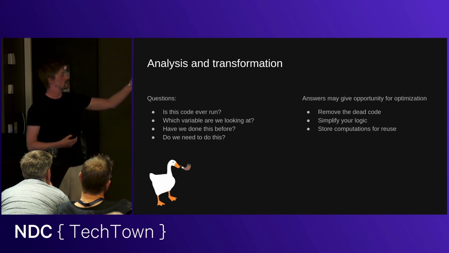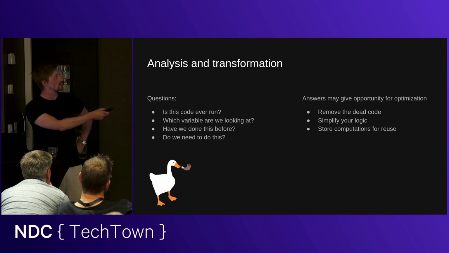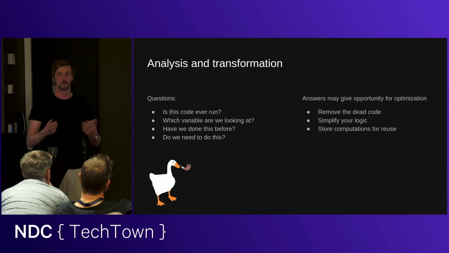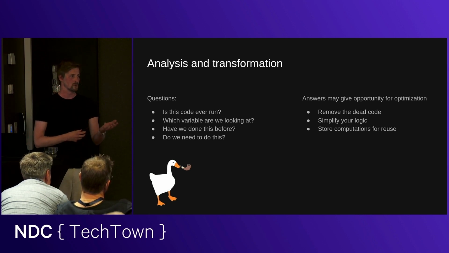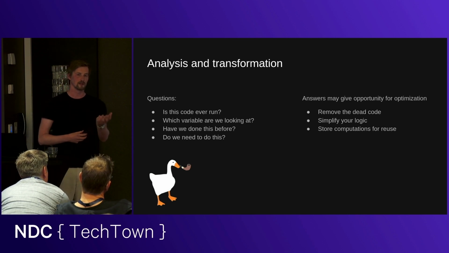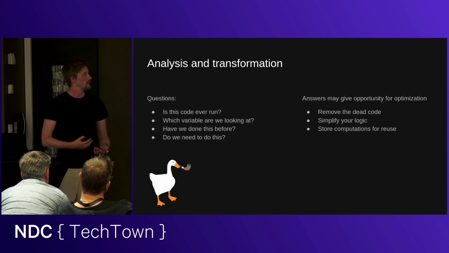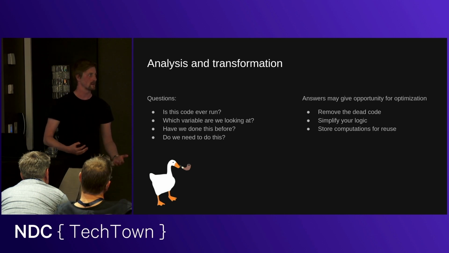For example, if you see a piece of code that's never run, you can say it's dead and maybe remove it. If it's hard to know what value you're looking at, but you figure out which value you're looking at, then maybe you found a way to simplify some sort of logic. And if you see something we've already done, maybe you can cache that result and reuse it, saving us some cycles of recomputing that value.